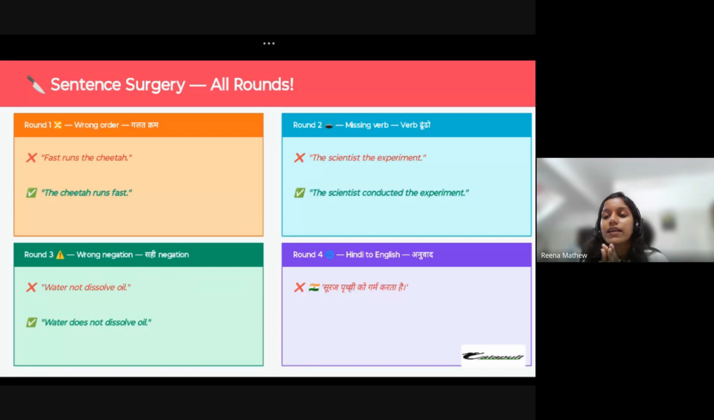So what is the subject, verb, and the object? When you get a Hindi sentence, you understand what the kriya is here. Heats. What is heating becomes the subject. What is heating? The sun. What is the sun heating? What is being heated? The earth. That becomes the object, and then you arrange it. The sun heats the earth. Okay.